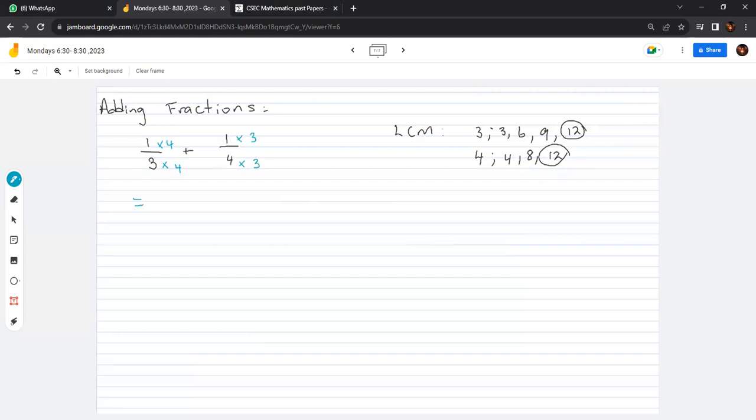So 1 times 4 is 4 over 12 plus 3 times 1 is 3 over 12. And then the rule is once you're adding or subtracting fractions and your denominators are the same, your denominator stays the same, and then you either add or subtract depending on the operation between them. So that would be 7 over 12.